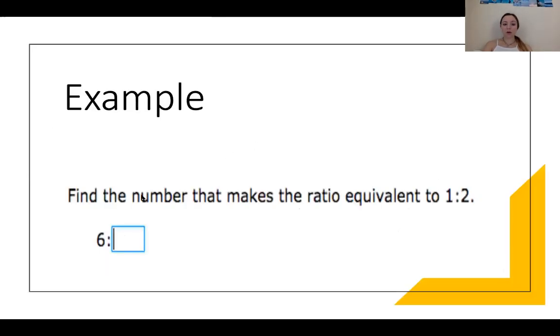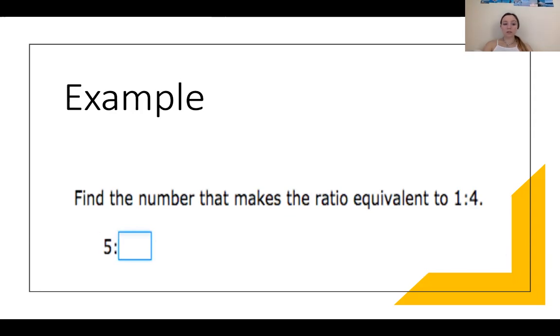I have another example. This example is: find the number that makes the ratio equivalent to 1 to 2. So like I said before, we have to figure out how we even got the 6 in the numerator in the first place, and then we have to copy that same function over. So for instance, we have 1 in the numerator, which is the first term of the ratio itself. To go from 1 to 6, we know that we're multiplying by 6. So then we have to copy the function again. So multiplying 2 times 6 is 12. So that's why our answer is 12. So 6 to 12 is our answer.